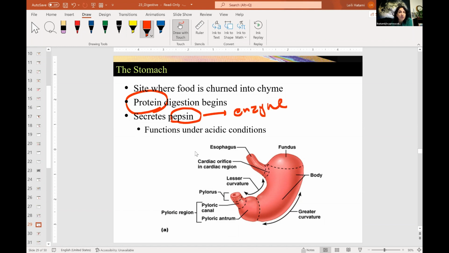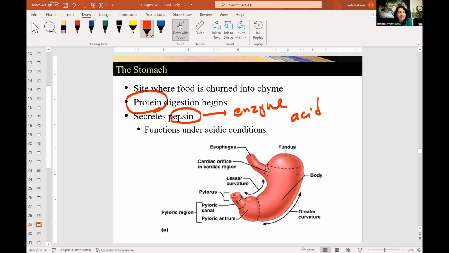And also in our stomach, there are some cells which are going to produce the acid. The stomach has the harshest environment in our alimentary canal. The pH of the stomach is around 2, because it's going to prevent the growing of bacteria or microorganisms. And also the acid is going to help to activate the pepsin enzyme. So the pepsin functions under acidic conditions. Without the acidic environment, the pepsinogen cannot convert to pepsin, which is the active form of the pepsinogen.